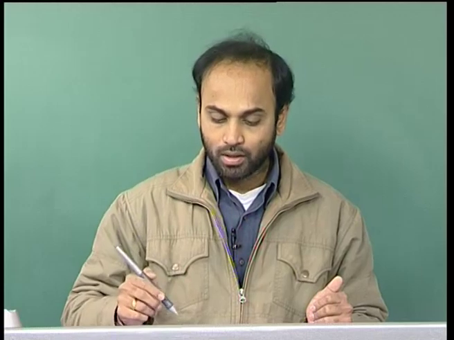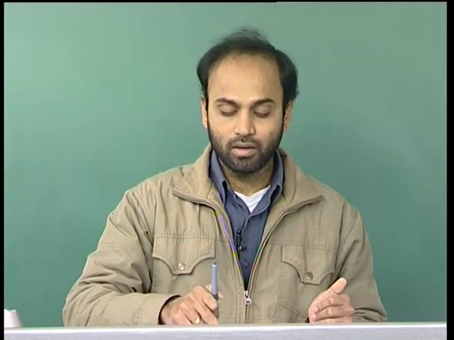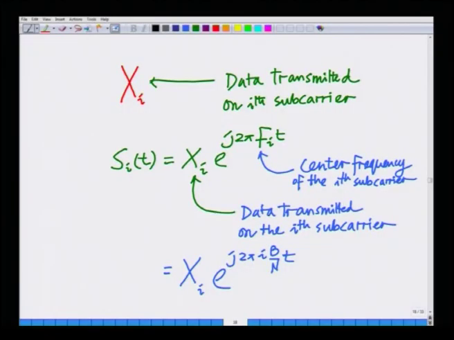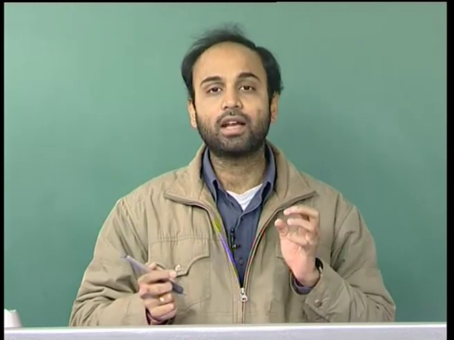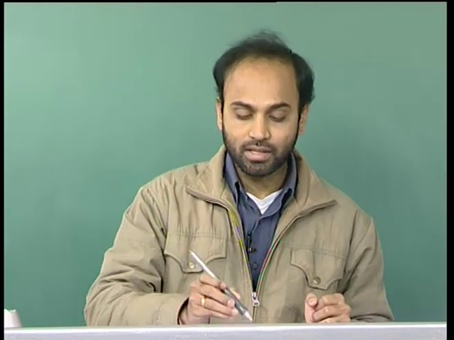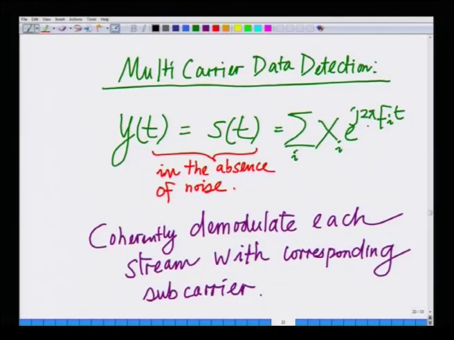I am going to modulate the ith data stream xi onto the ith sub carrier, which is given as e to the power of j 2 pi fi t. So xi is modulated onto e to the power of j 2 pi fi t, that is, the ith data stream modulated onto the ith sub carrier. Finally, I put all these different data streams modulated onto the different sub carriers together and transmit the composite signal on the downlink, given as y(t) equals summation of xi e to the power j 2 pi fi t, where i is the ith stream modulated onto the ith sub carrier.